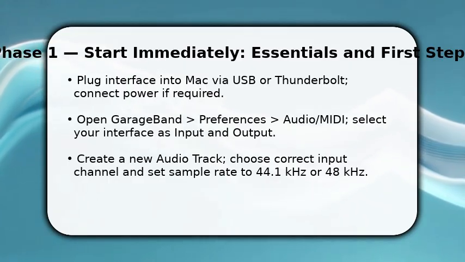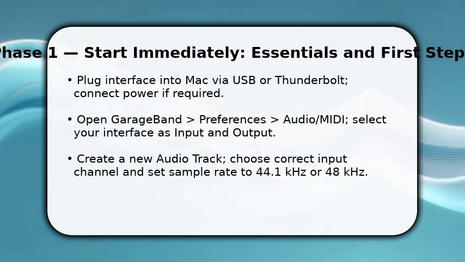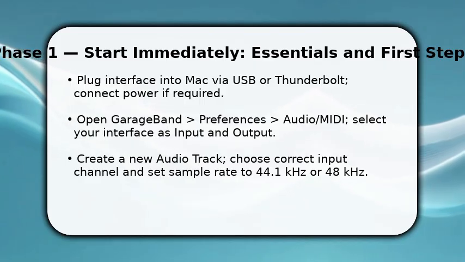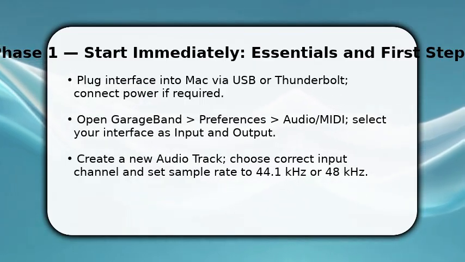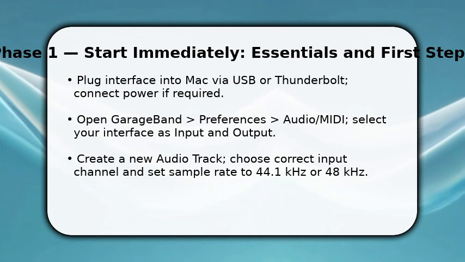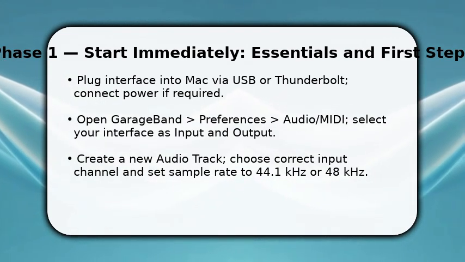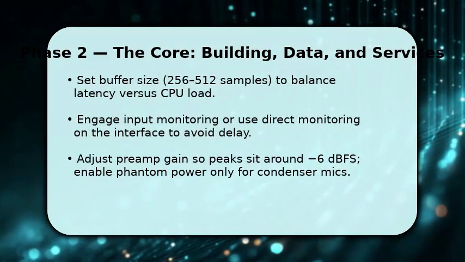Create a new audio track and assign the track to the interface input number you used, then set the sample rate to 44.1 kHz or 48 kHz depending on your project. Make sure phantom power is off for dynamic mics until you need it, and label the track so you don't mix channels. You now optimize routing and latency.